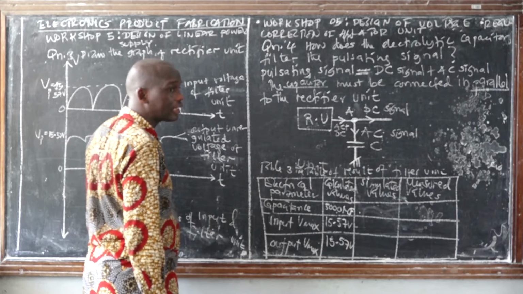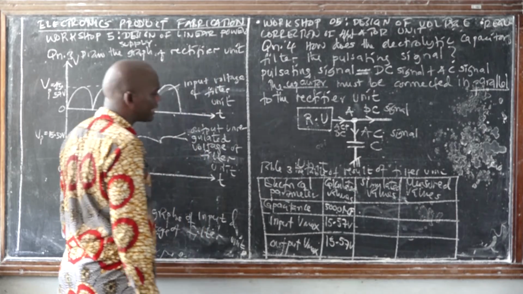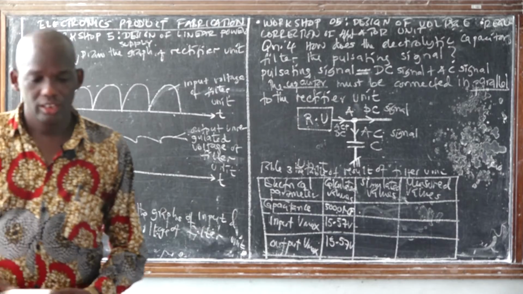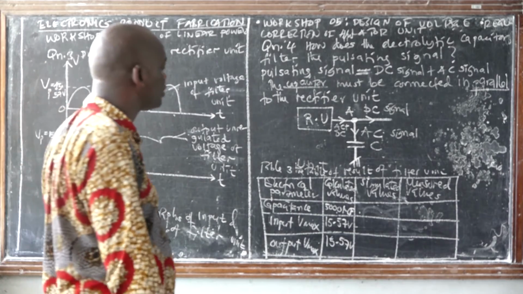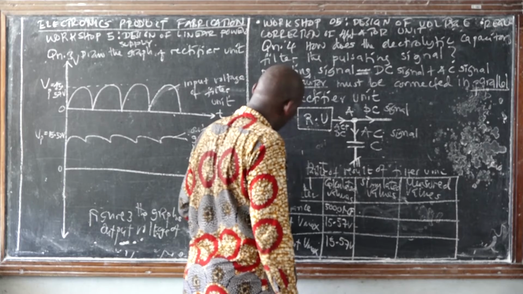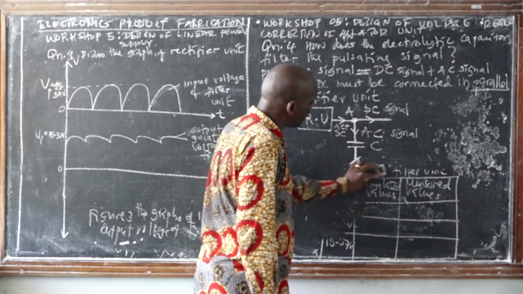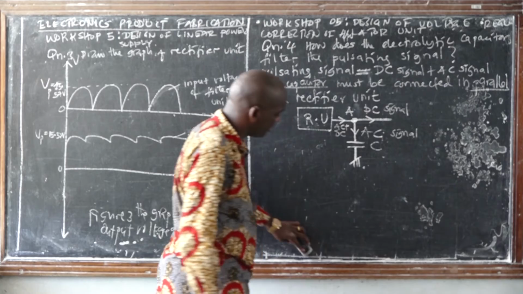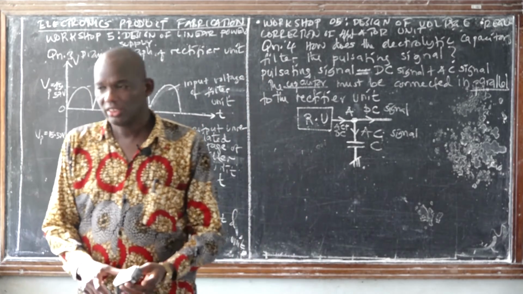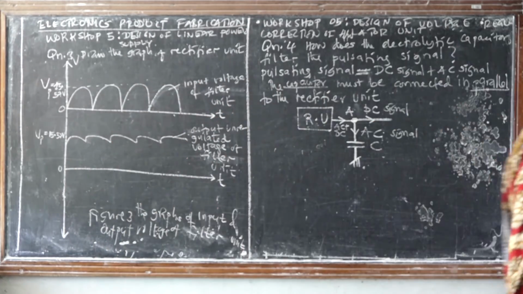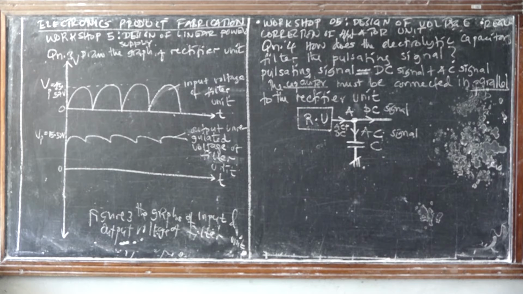So we have to go back to the scientific theory, especially to the AC theory, in order to get the answer to that question. In AC theory, we taught you about three electrical components. The first one is the resistor. The second one is the capacitor.